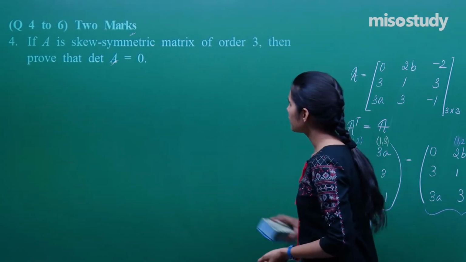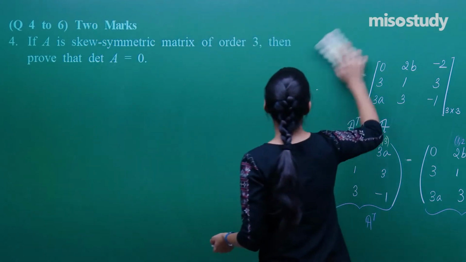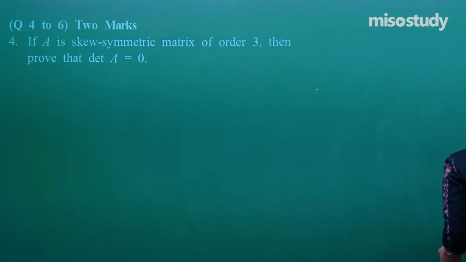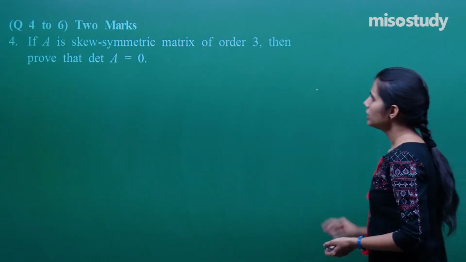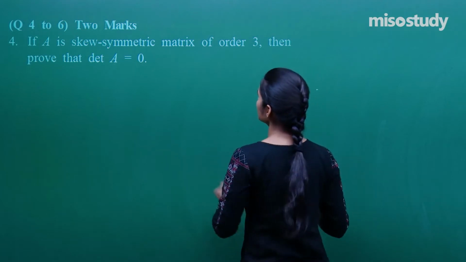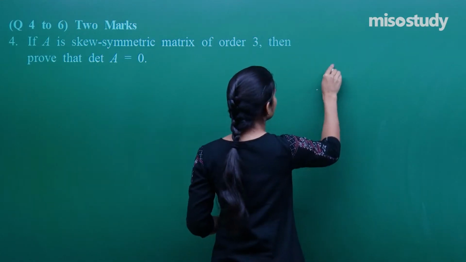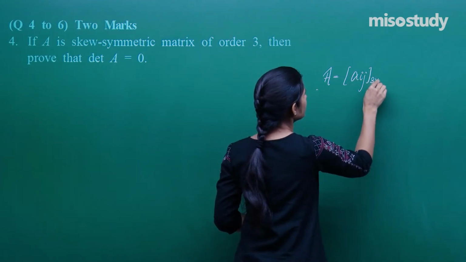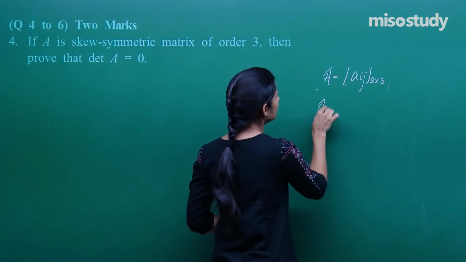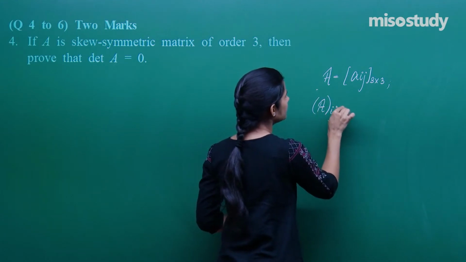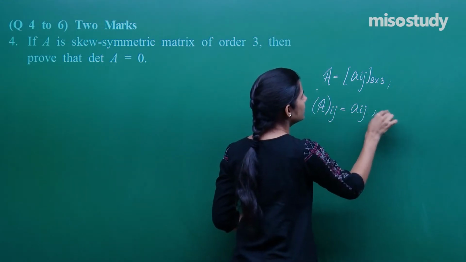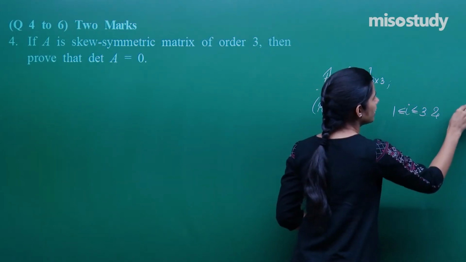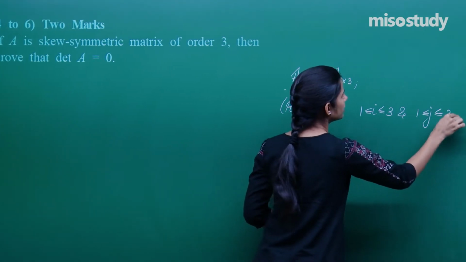It comes for 2 marks. If A is a skew symmetric matrix of order 3, then prove that the determinant of A is 0. Now this is a generalized question. A specific matrix A is not given to you. It's just given that A is a square matrix, which is a skew symmetric matrix of order 3. So A is a_ij, 3 cross 3. That is, matrix A's ijth element is denoted by small a_ij, where i is varying from 1 to 3 and j is varying from 1 to 3. That's how you write it.